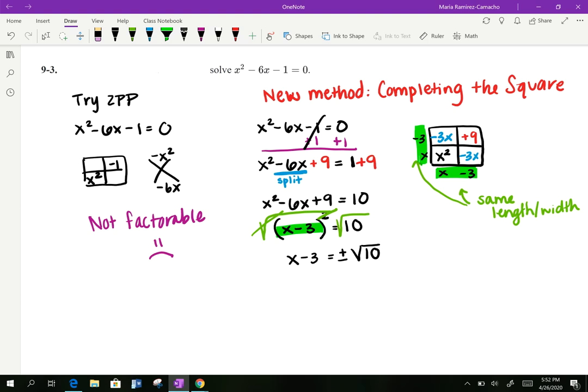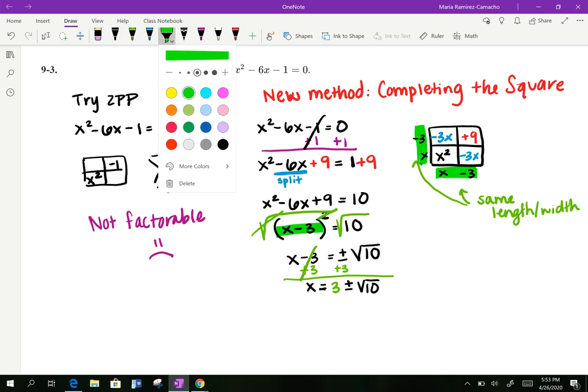All right, we're almost done solving for x. If I just add 3 to both sides here, I get x by itself. I get x equals 3. Let me write it in green. 3 plus or minus the square root of 10. Plus or minus means that I can now do 3 plus the square root of 10 as one of my x values, and 3 minus the square root of 10 as another x value, okay?